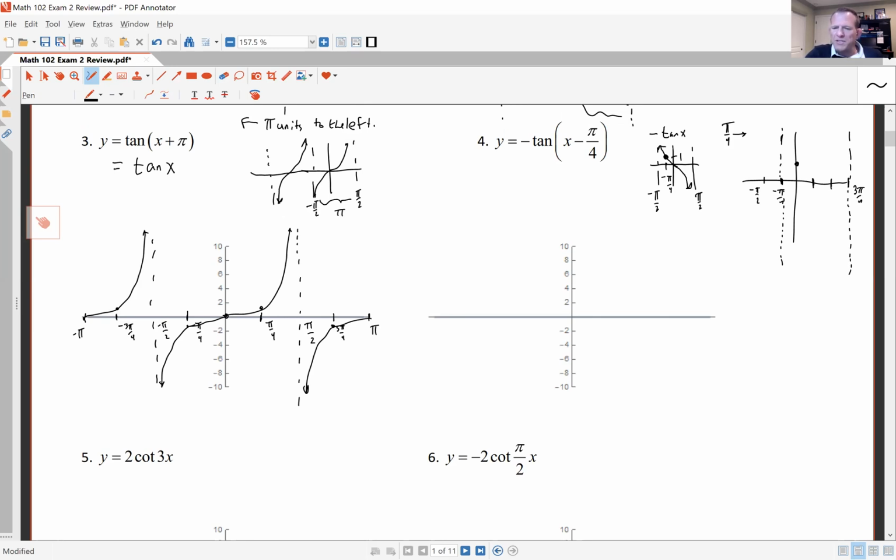The 0, 0 moves to pi over 4, 0, and we have the left side of the period. This was at pi over 4, -1. Now it's at pi over 2, -1. And so we can see how this graph works now. We're going to be ticking these off in the multiples of pi over 4s.